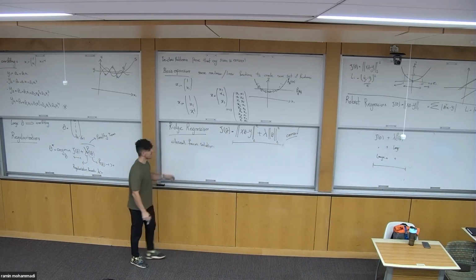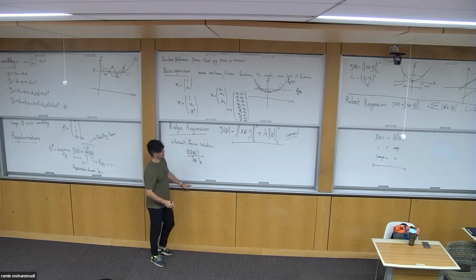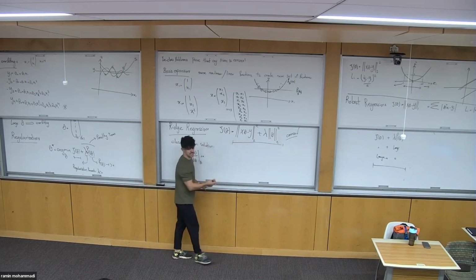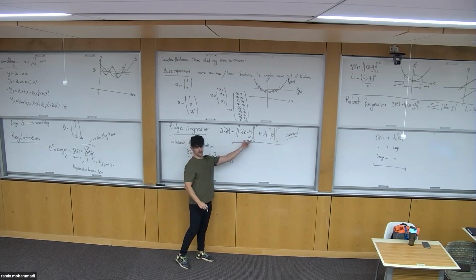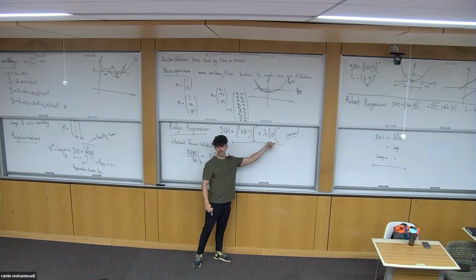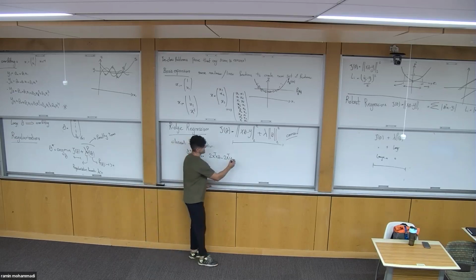Now, for the closed form solution, that means we need to take a derivative of this. So we can take that and set it to 0. The first part we already did in the previous class, so that becomes 2 x transpose x theta minus 2 x transpose y. That was the derivative of this one. And then we have this one. What's the derivative of this with respect to theta? 2. What happened to the lambda? 2 lambda theta. Right. So plus 2 lambda theta.